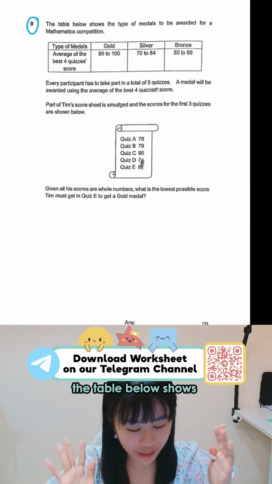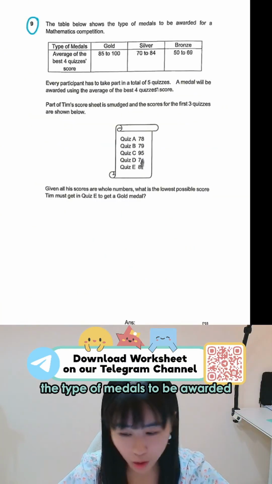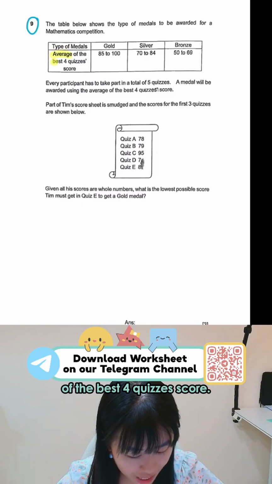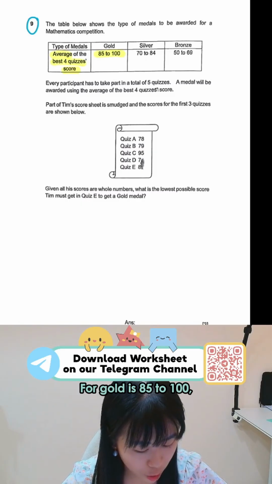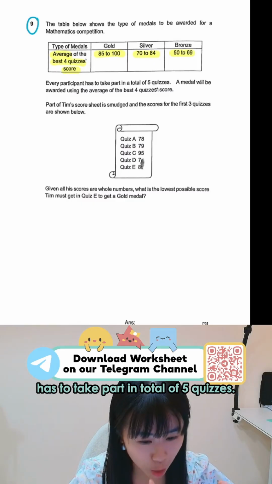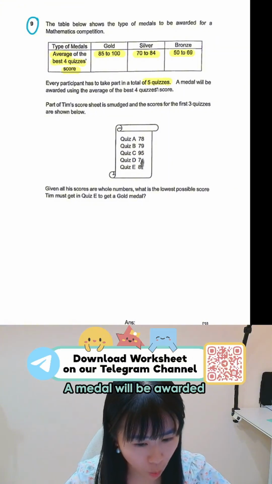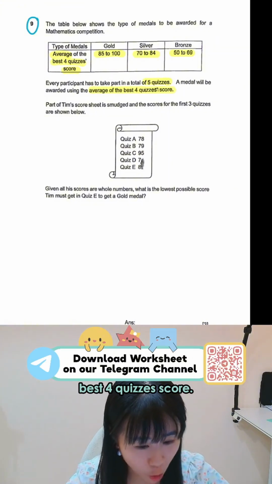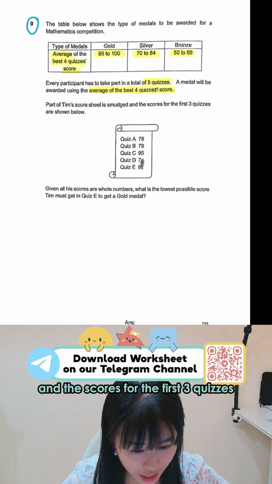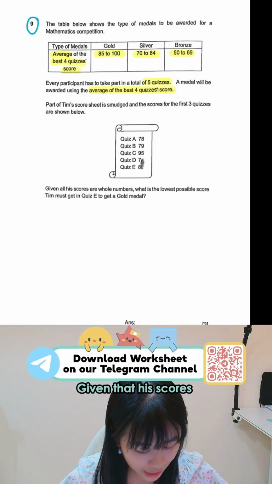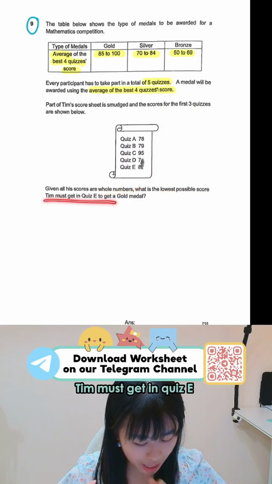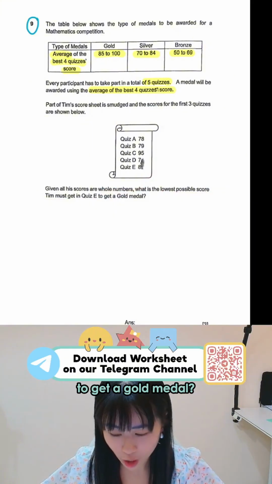So number 9, we have the table below that shows the type of medals to be awarded for a mathematics competition. We are given the average of the best 4 quiz scores. For gold is 85 to 100, silver is 70 to 84, bronze is 50 to 69. Every participant has to take part in a total of 5 quizzes. A medal will be awarded using the average of the best 4 quiz scores. So part of the team score sheet is smudged and the scores for the first 3 quizzes are shown below. Given that his scores are whole numbers, what is the lowest possible score Team must get in quiz E to get a gold medal?